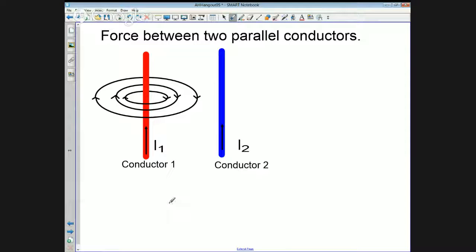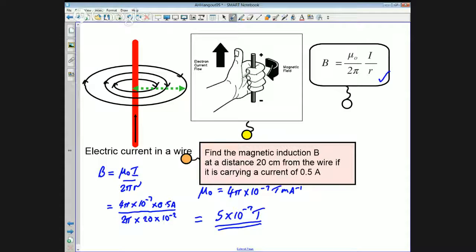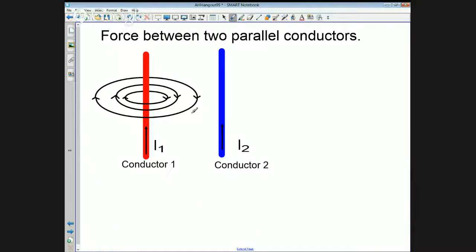And it's to calculate the force between two parallel conductors. Now, we've already done this one here using the left-hand grasp rule that it is there. We can see that the magnetic field will curl round the wire like this. So in this particular diagram, we can see it's in the right direction. So if we go a certain distance away from this wire, we have an expression for the magnetic field.